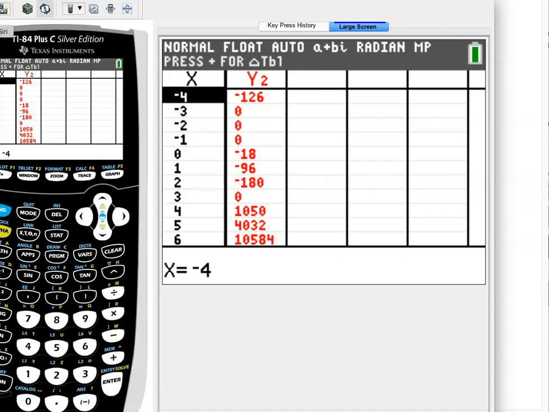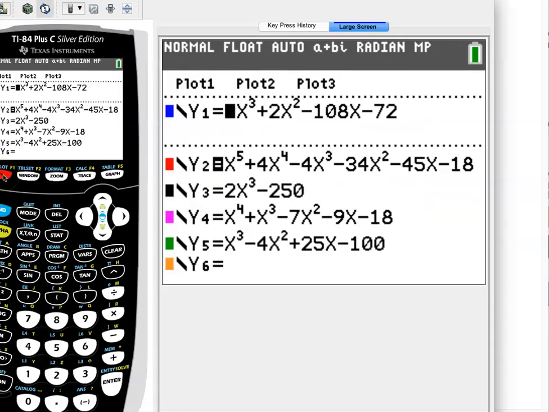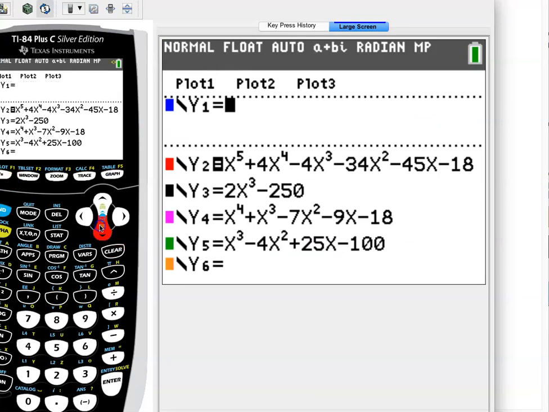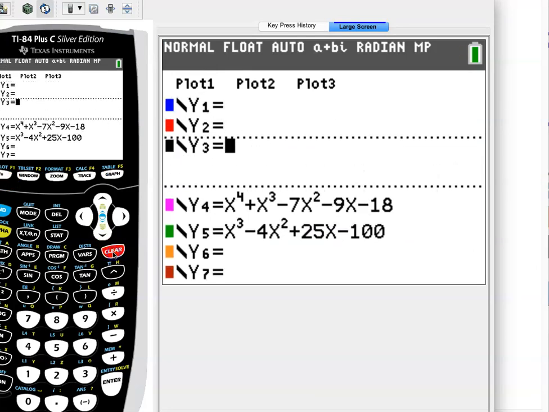Get my calculator to come forward. There we go. All right. Clear all this stuff out of here.